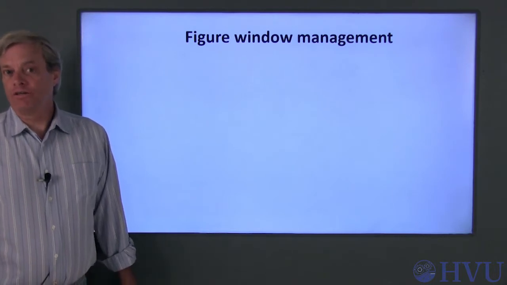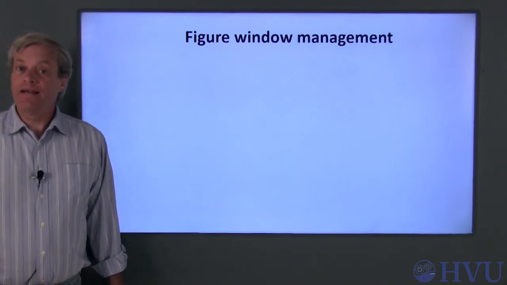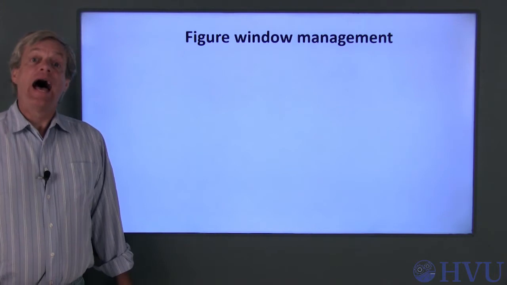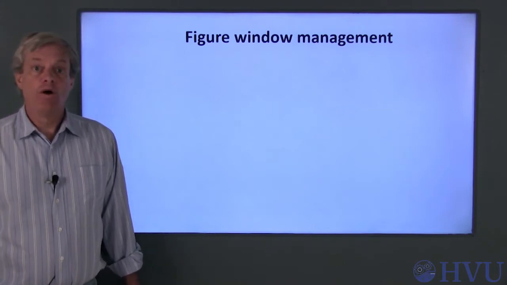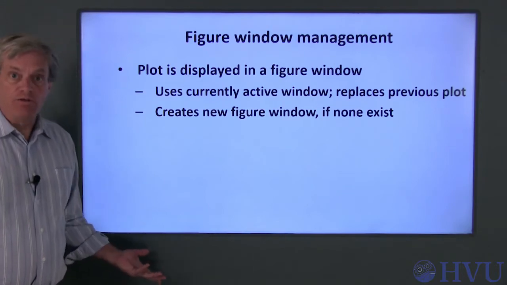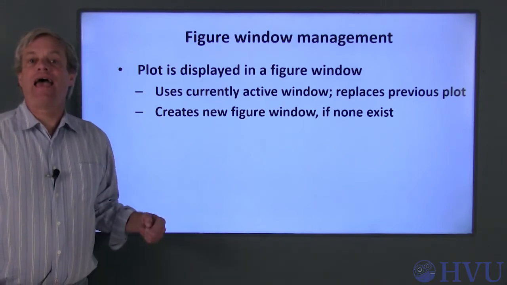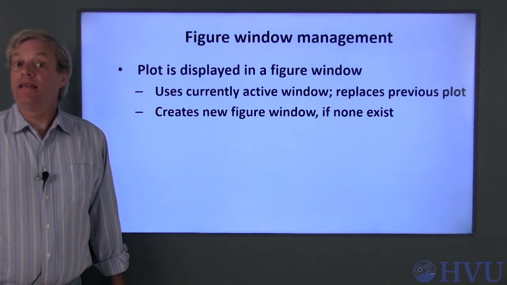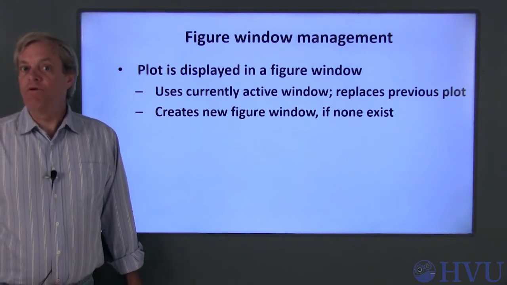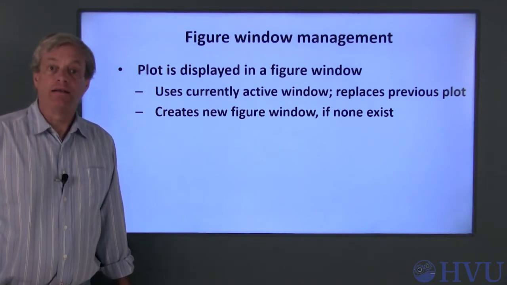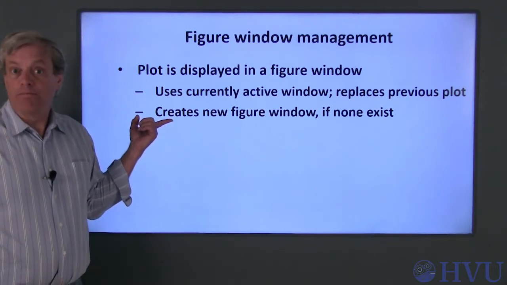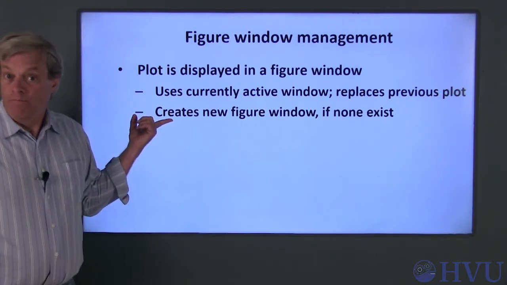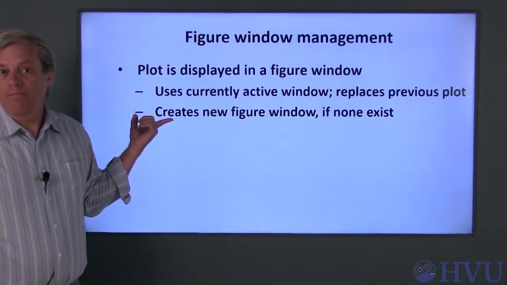When we did our earlier simple example, the plot command created a figure window automatically. However, you can control the creation of the figure window yourself. When the plot command is executed, the plot's displayed in the currently active figure window. Any plot previously displayed in that window is replaced with the new plot. If there's no current figure window available, one is created and the plot's displayed in that new window. This is what was done in our earlier example.